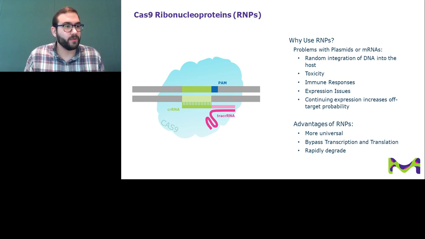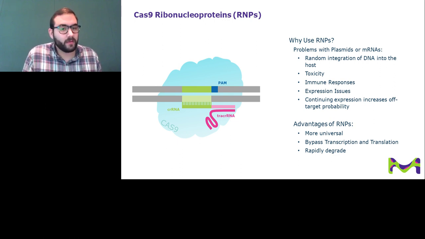Also, when you introduce plasmids or mRNA, there will be continual expression, which increases off-target probability. The cellular machinery will continue to express the Cas9 and guide that you introduce to the cell. While this is great for making sure that there are plenty of copies for cutting your target site, the extreme excess of copies dramatically increases the possibilities of a partial match occurring somewhere along the genome, increasing the likelihood of an off-target genetic effect.